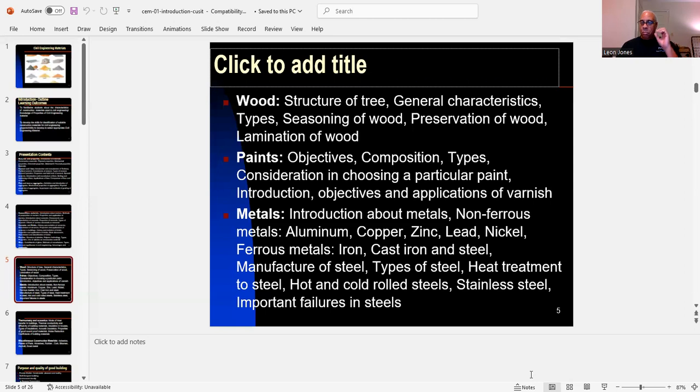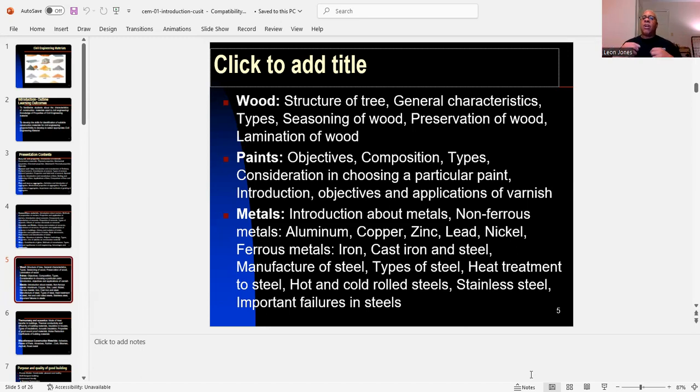You get into your metals, introduction about metals, ferrous metals, aluminum, copper, zinc, lead, nickel. These are all basically non-ferrous metals. Again, I mentioned ferrous. Usually your ferrous metals, like your iron, I believe iron can be very, very brittle. Now your steel is basically brittle and ductile.